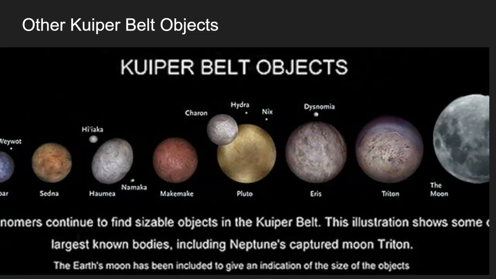Triton, Neptune's moon that we just learned about, is thought to be probably a captured Kuiper Belt object, one that came in too close and Neptune grabbed onto it. The Earth's moon has been included to give an indication of size. When you see our moon, you'll see that they're all smaller, but considerable in size. They're big enough to actually be spherical. And that is it for this presentation on asteroids, comets, and other planetary bodies.